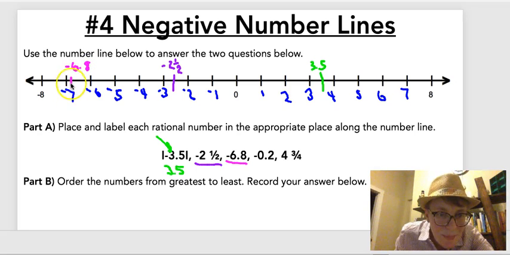Okay? Notice how I'm using my line and then I can write the number above. The line is going to help us be really precise. Now let's look at our next one, which is negative 0.2.